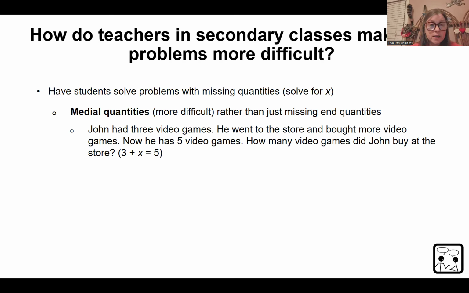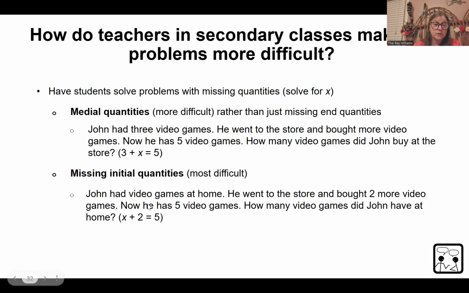And so here's an example of one that is missing a medial quantity. John had 3 video games. He went to the store and bought more video games. That's your X. Now he has 5 video games. How many video games did John buy at the store? And so what you would be solving is 3 plus X equals 5. So that is one way you could make it more difficult.